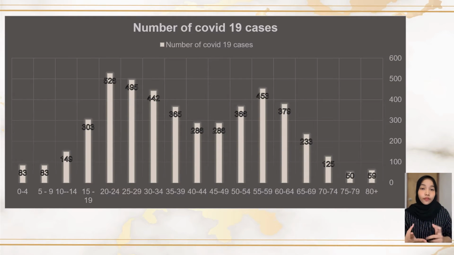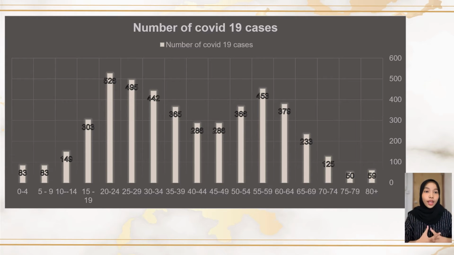Okay, so the next graph is about the COVID-19 cases according to age group. As you can see, the highest number of infections were found among those aged 20 to 24. The cases are 526 cases. Those aged 25 to 29 were 495 cases, and those aged 56 to 59 were 453 cases.